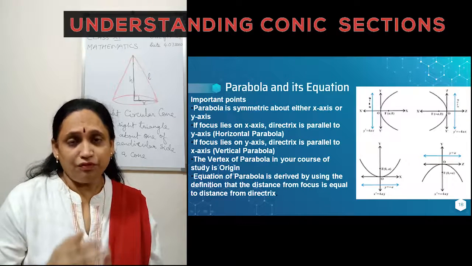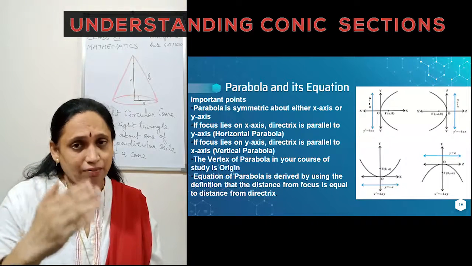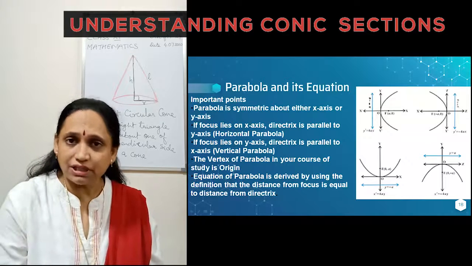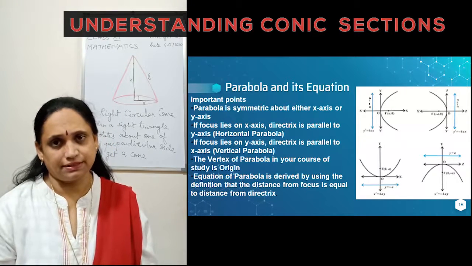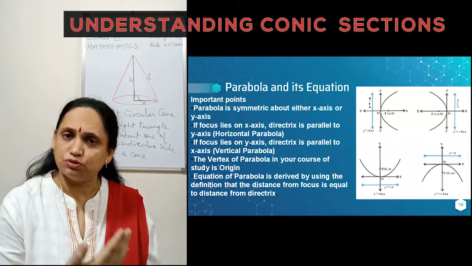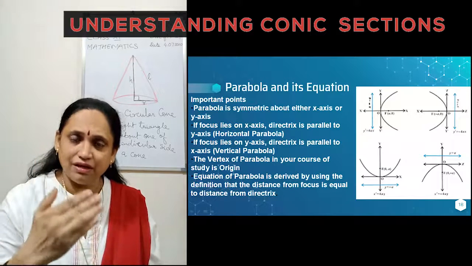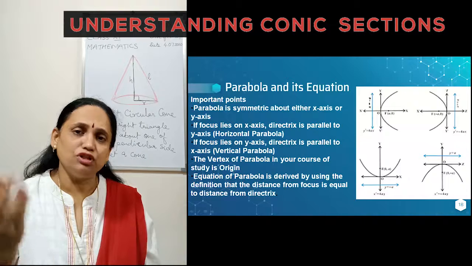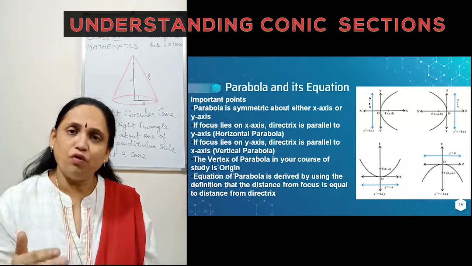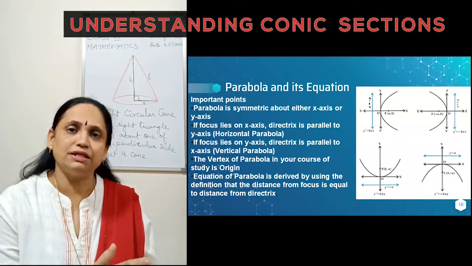Now, when the focus is on the x-axis, the parabola is also called a horizontal parabola, and the directrix would be parallel to the y-axis. The equation of the directrix would then be x equal to some constant. For example, if we take the parabola which is symmetric about the positive x-axis, the focus is (a, 0), and the equation of the directrix would be x equal to minus a.